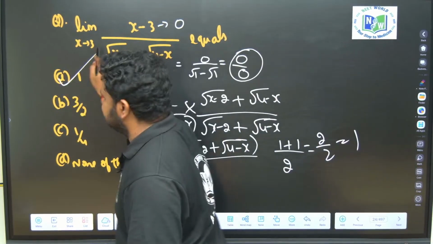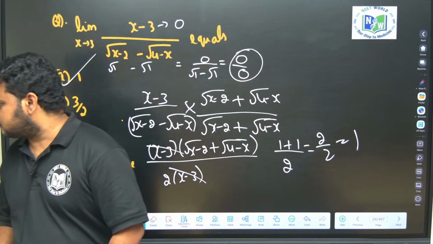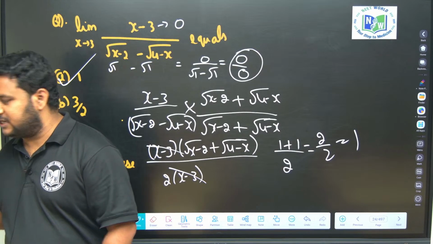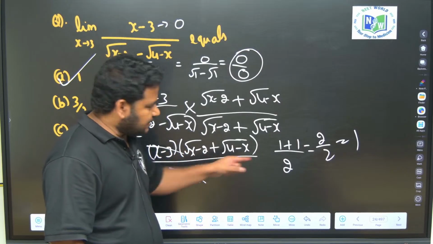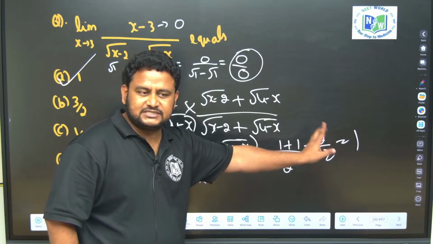So option A is the right answer. Clear? Understood why it is option A? Those who are watching online, did you understand why it is option A? If I put the value 3, I get numerator 1 plus 1 and denominator 2. So 2 by 2 gives the value equal to 1.